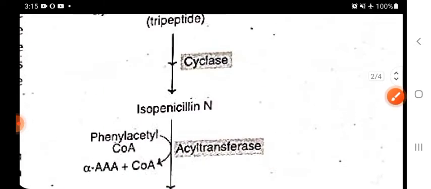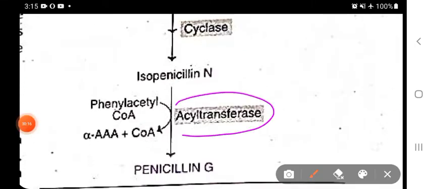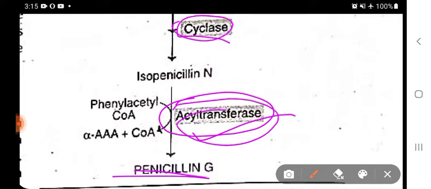Okay, so that's why it is said that if we can modify this biosynthesis of penicillin production by introducing more genes that code for the cyclase enzyme, and by introducing more genes that code for the acyl transferase enzyme, it has been shown that more penicillin G production occurs. So through genetic engineering, through modification of the genes, the genes that code for these two enzymes can be introduced to increase the penicillin production.